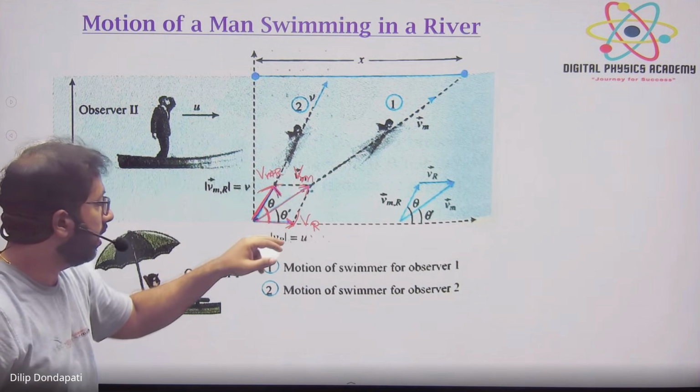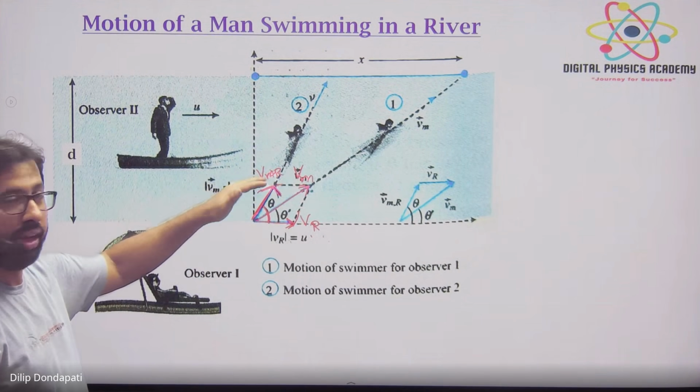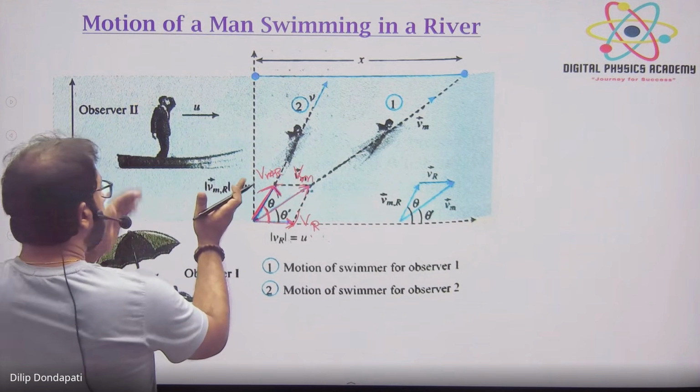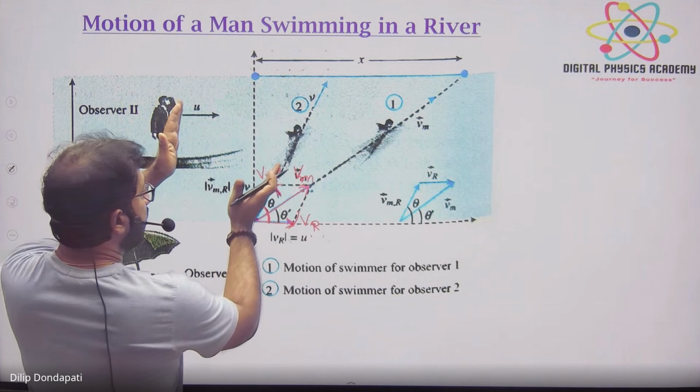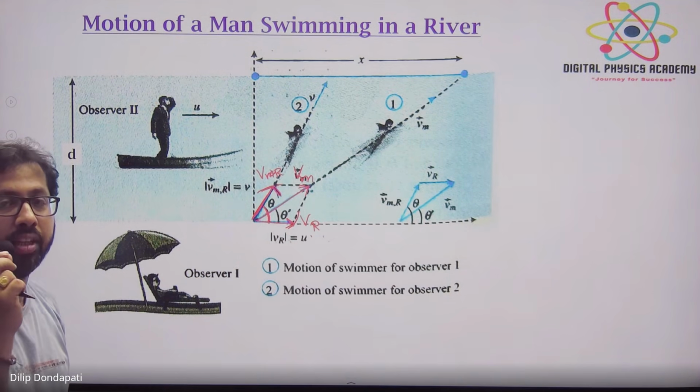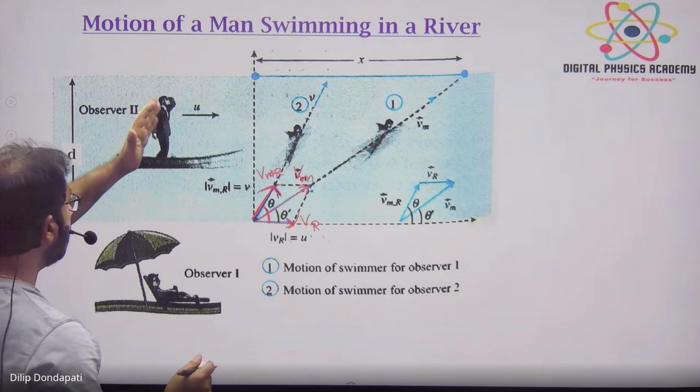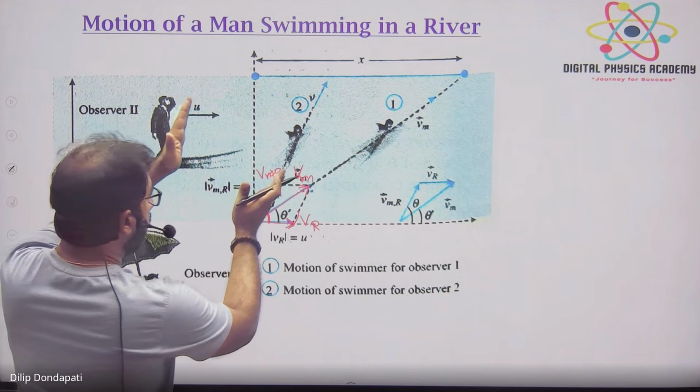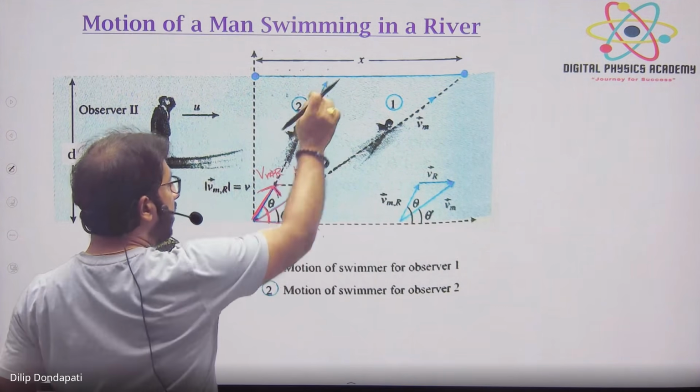Suppose the boat's speed and the river's speed are the same. According to him, the person will see that he is moving in this direction only. See, I told you, with two observers, the motion changes with the frame of reference. According to him, this is also moving and this is also moving, so he will feel he is going in this direction with the angle theta.